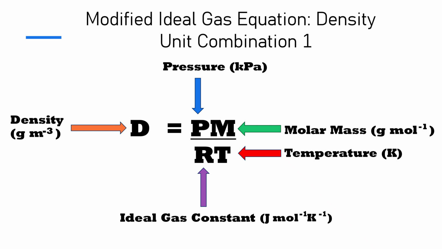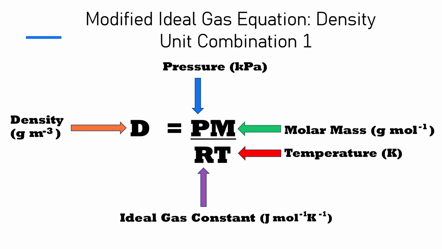Okay, so the first thing we notice is that some variables that were in the original ideal gas equation have been removed, and that some variables that were not in the original ideal gas equation have been added. There is also a slight change in one of the units. We'll go through how we got from the ideal gas equation to the modified version of the ideal gas equation with density as the subject in a bit.